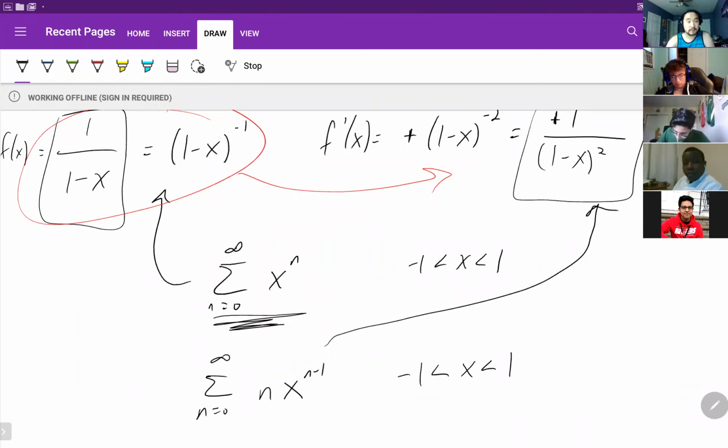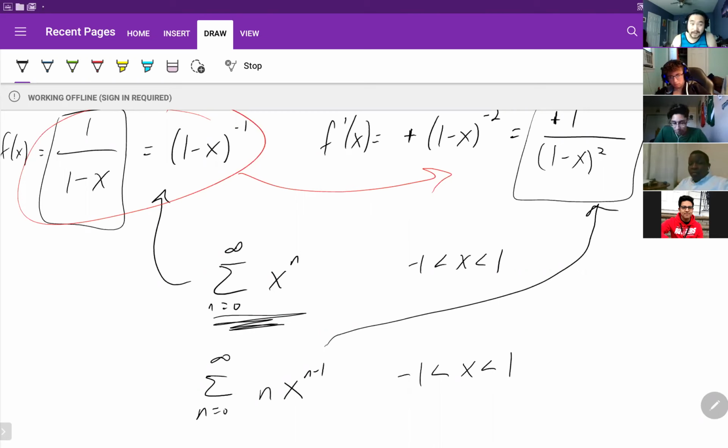And it works for integration as well. If I were to integrate 1 over 1 minus x, and I don't think we know how to do that, so I won't do it. But if I were to integrate it, that would be ln, right? Whatever. But the interval of convergence also stays the same.